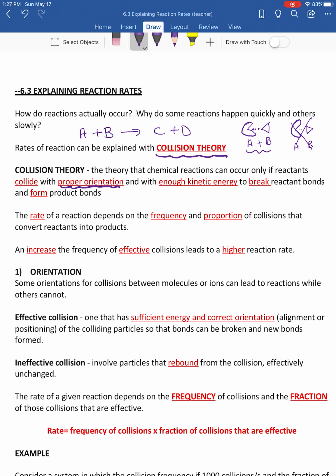So take home message, when we're trying to describe collision theory, we need our reactants to collide. They need to collide with proper orientation. And not only that, they need to come together with enough force or enough kinetic energy, so enough speed and force, to break the bonds of A and B to make new bonds. Okay, so it's not just a little touch. A and B need to be hurling together with enough force to break old bonds and make new bonds.